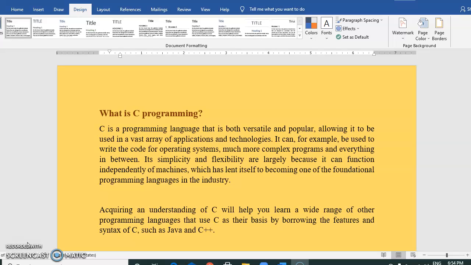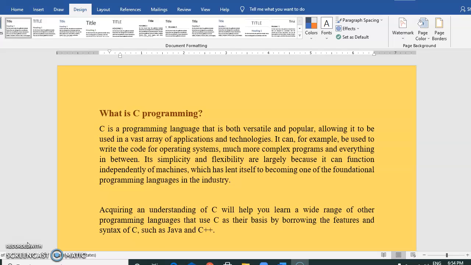The C programming language is both versatile and popular, allowing it to be used in a vast array of applications and technologies. Friends, why do we need to learn the C programming language at the basic level? It can be, for example, used to write code for an operating system. It's a much more complex program, and everything in between.